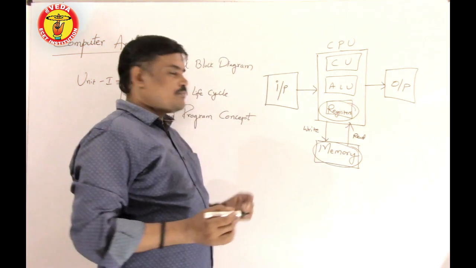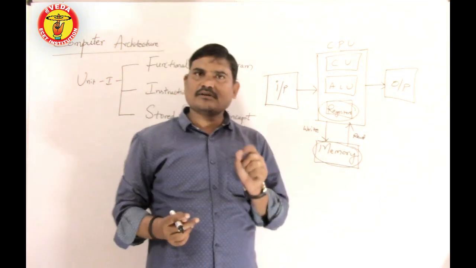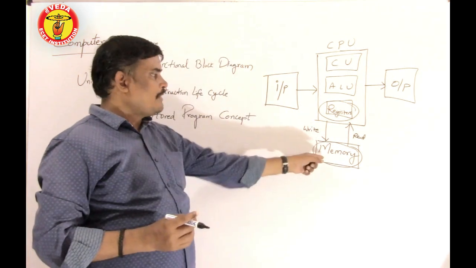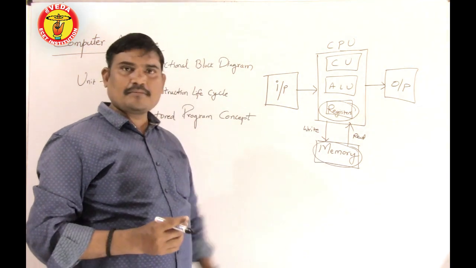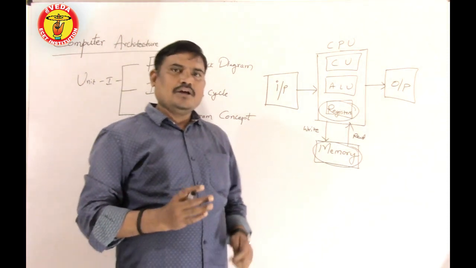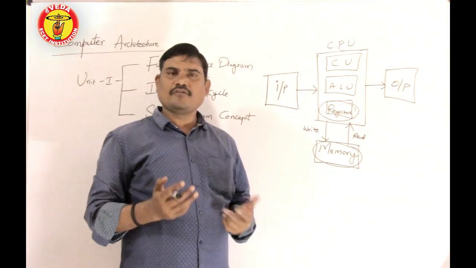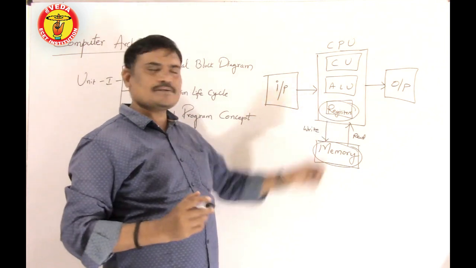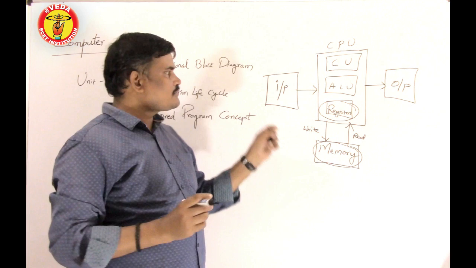Registers are small in size and can hold a small amount of information. They are not like our main memory. Main memory is used to store huge volumes of information. Its capacity is large, whereas the register's capacity is small, used to store a small amount of information.